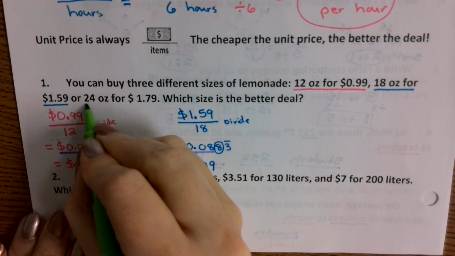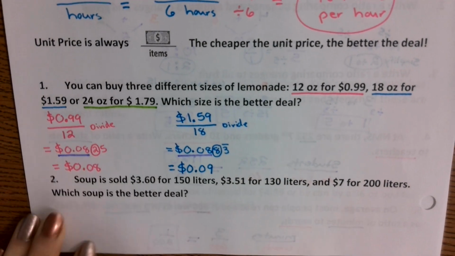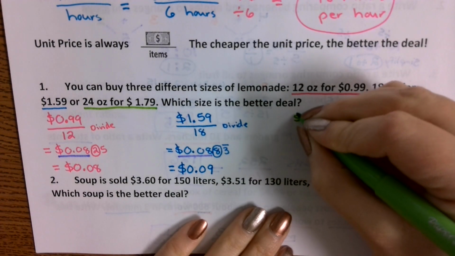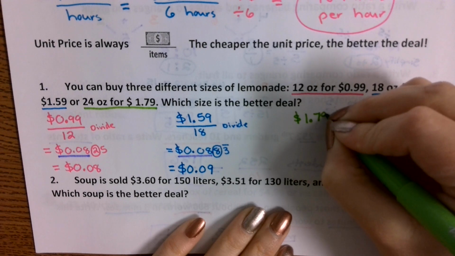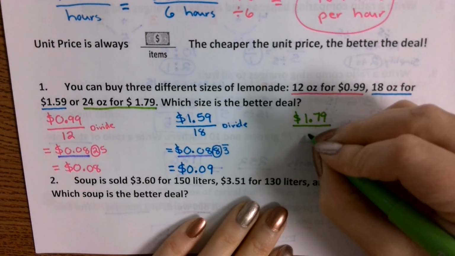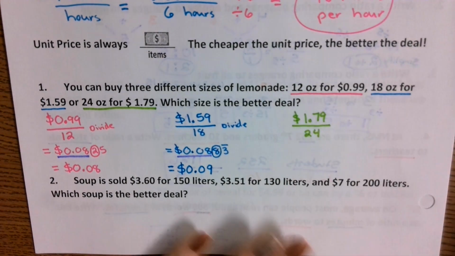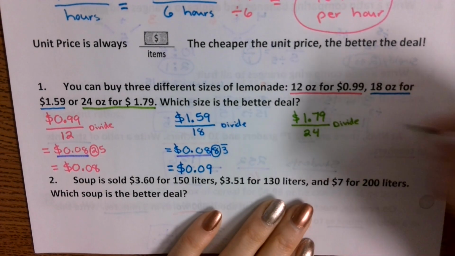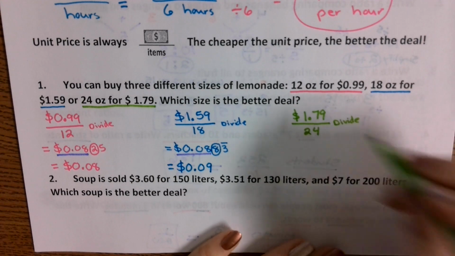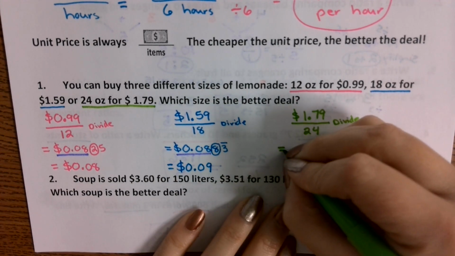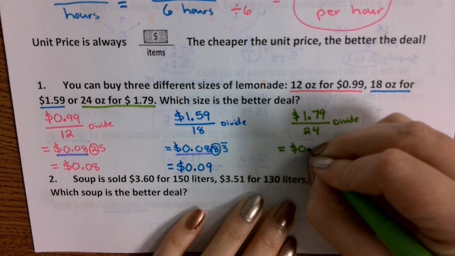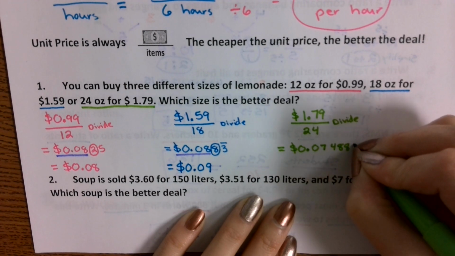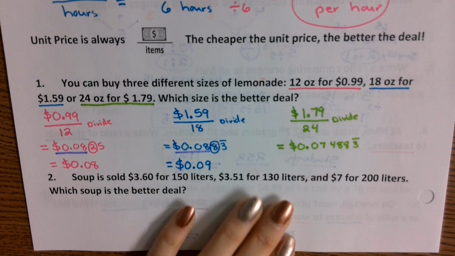We have 24 ounces for $1.79. So we're going to do $1.79 on the top, 24 ounces on the bottom. And then, like always, like I said, we will divide. So we're going to do 1.79 divided by 24. That's going to come out to 0.07488, and then the 3 is going to repeat.